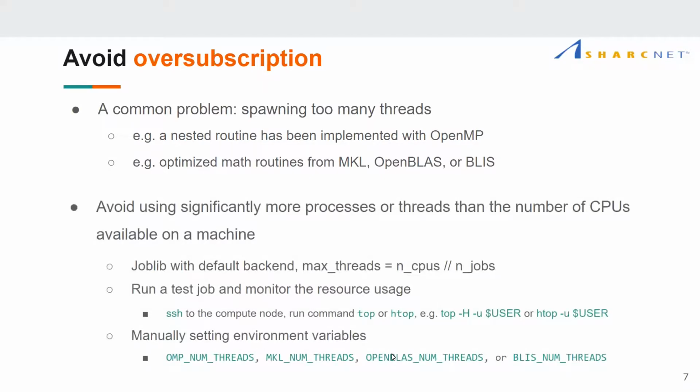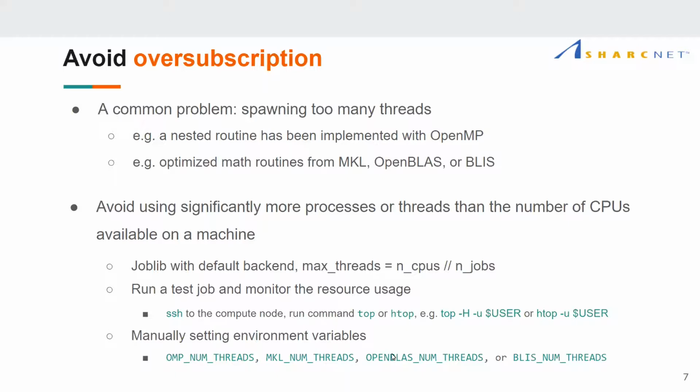So that is not an efficient way of using the compute resources, and the job seems to run forever in some cases, even though jobs are running in parallel. So you'll need to be careful about it and avoid using significantly more processes or threads than the available number of CPU cores on a machine, or the number of cores on a compute node that you requested from a cluster. So here are some suggestions.